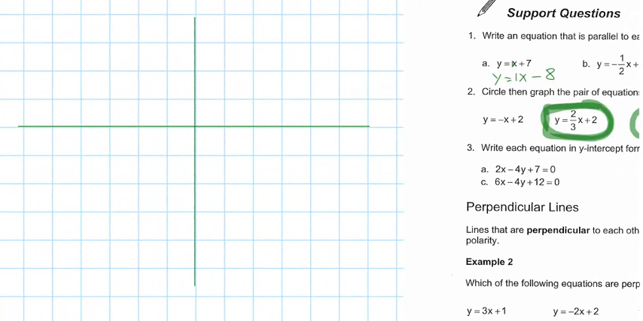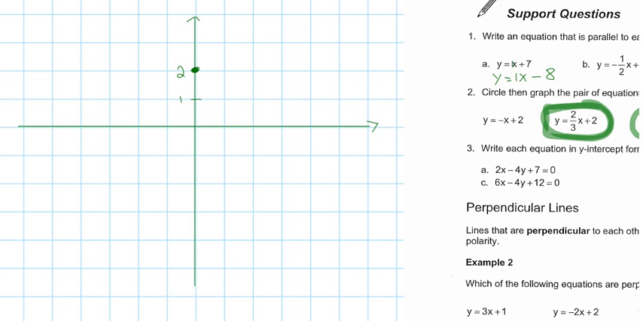Okay, so tell me, where do I start with y equals 2 over 3x plus 2? So where am I starting? What's my y-intercept here? 2. My y-intercept is 2, so I'm going to have to start at that 2. And then what does the slope tell me I have to do? Up 2, 3 to the right. Okay?